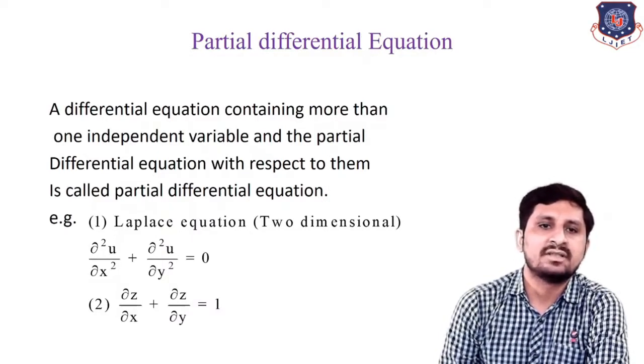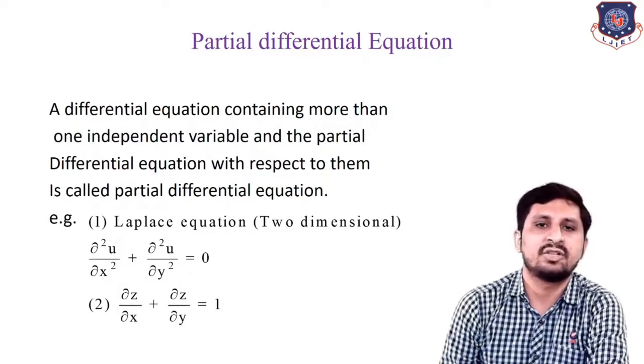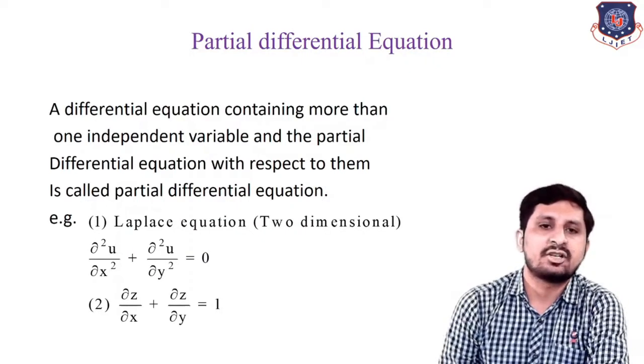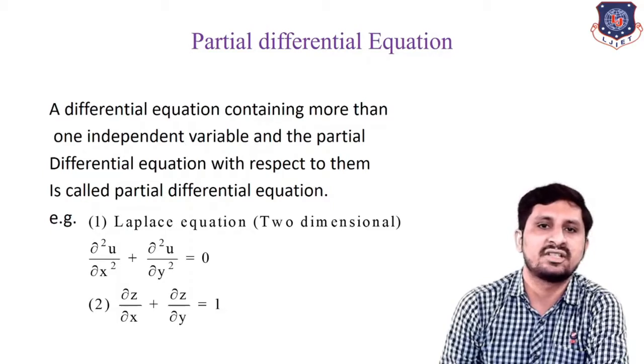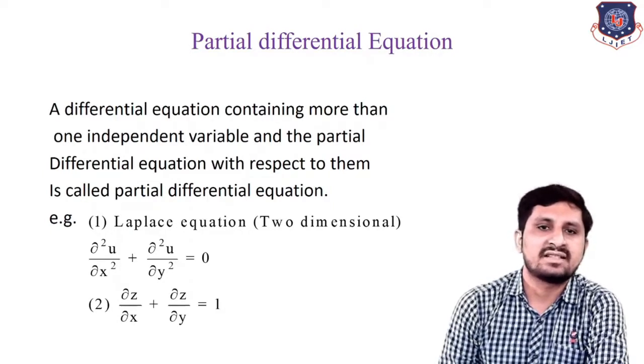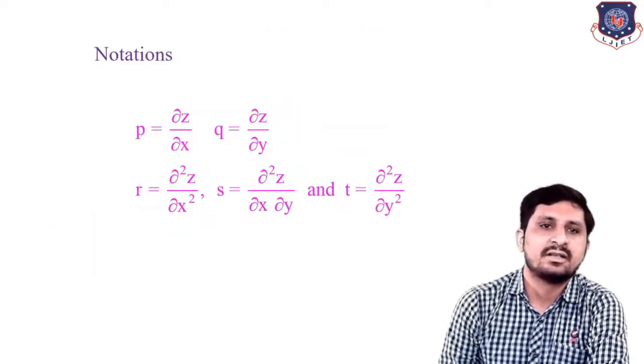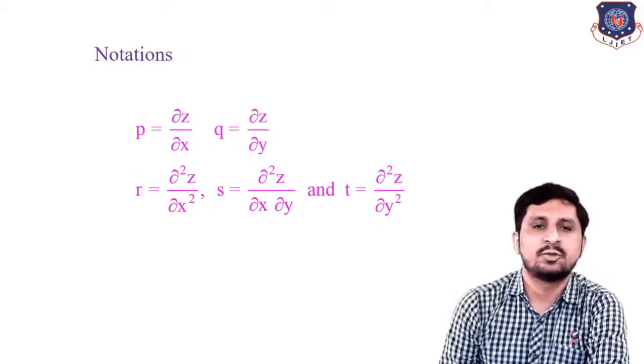As an example, see the Laplace equation, two-dimensional: del square u by del x square plus del square u by del y square is equal to 0. Second, del z by del x plus del z by del y is equal to 1. These two are examples of partial differential equations. The first is a second order partial differential equation, and the other is a first order partial differential equation.